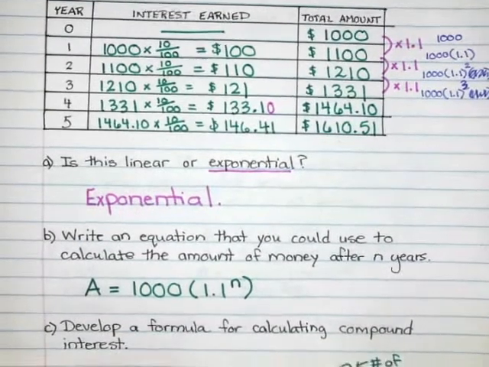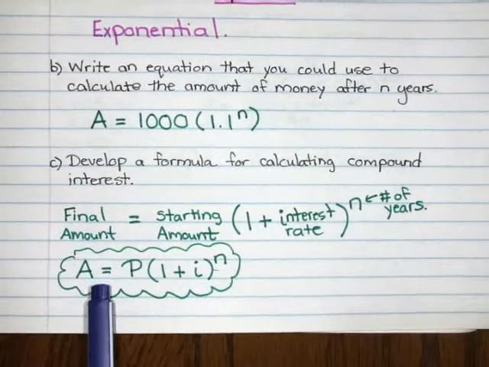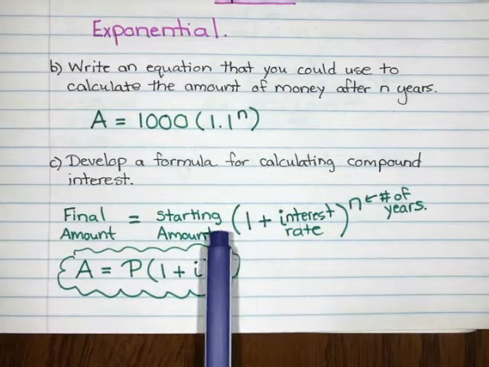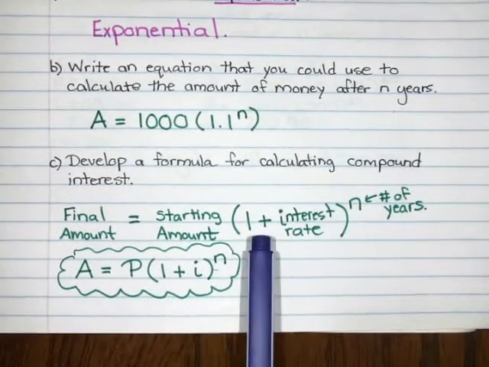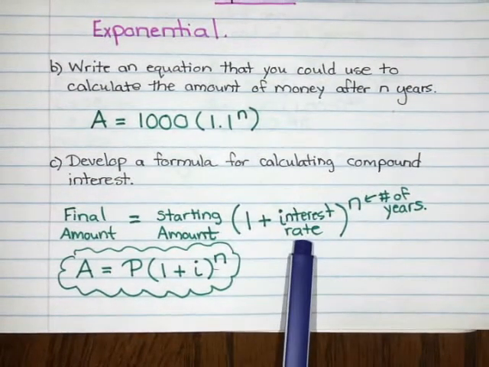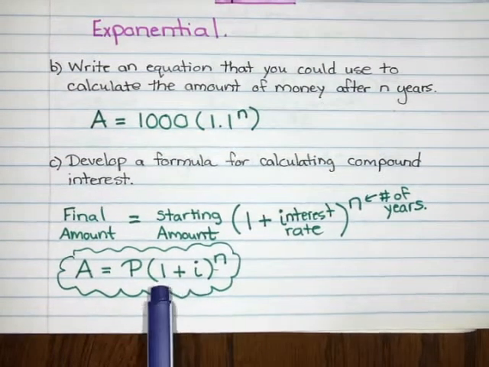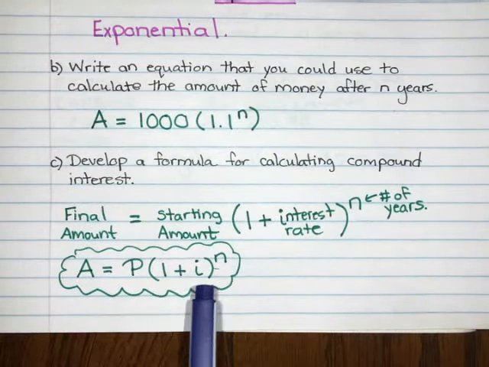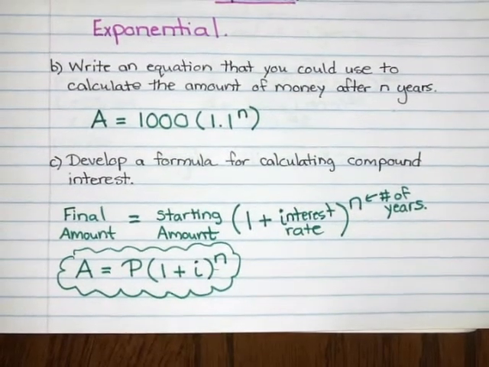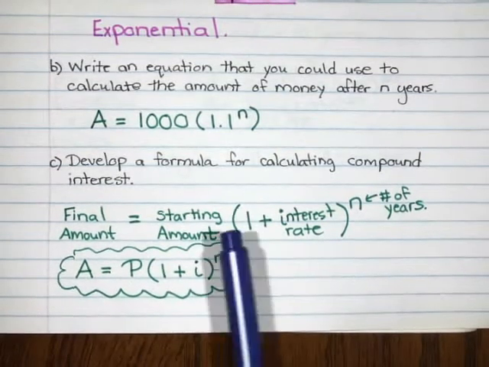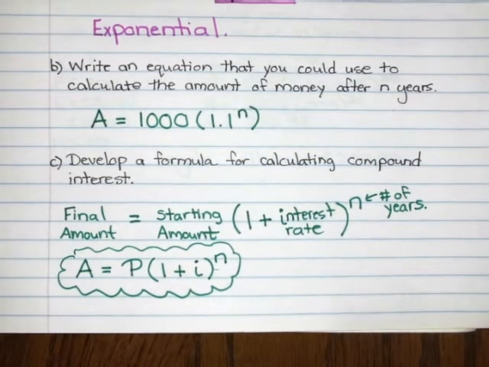So our formula here is that our final amount, or the letter A, equals our starting amount, or the principal, which is our letter P, times 1 plus the interest rate, but it has to be the interest rate after it's been divided by 100. So that's 1 plus the letter I, and then to the power of the number of years, which is n. So the formula that we are going to be using for compound interest is A equals P times 1 plus I to the power of n.